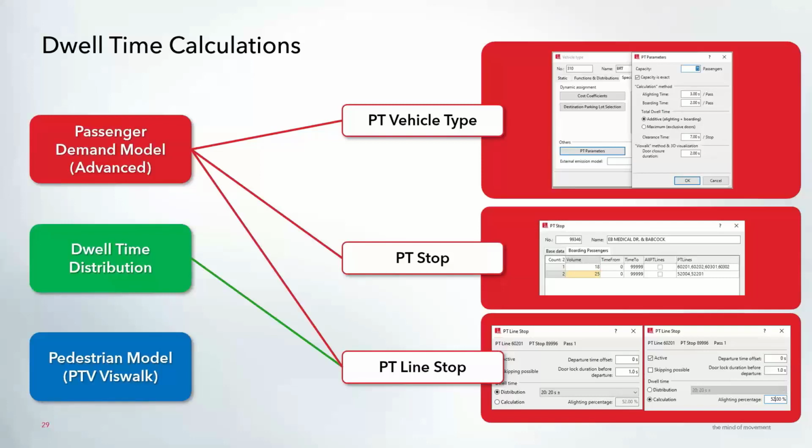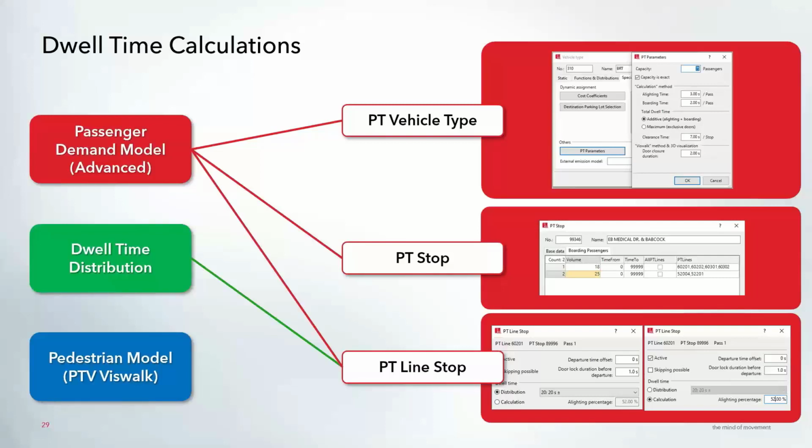So the second method here is a bit more simplified. This one is called the dwell time distribution. And so this is really just going to involve using a time distribution to calculate that dwell time. The only information that's required for this particular method is, again, back on that PT line stop. In this case, we can choose a dwell time to use a distribution. So you can just select the particular time distribution from the drop-down here. And that's what's going to be used to calculate the amount of dwell time that's used for that transit vehicle at its stop.